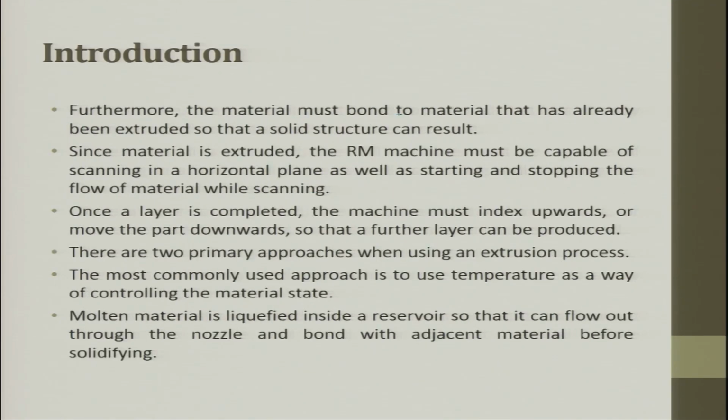Further, the material must bond to the material that has already been extruded so that a solid structure can result. For example, you have made an H. Suppose let us assume you wanted to make a line like this. And when you make one pass through the nozzle, you get only one line. Now, what you are supposed to do is you will go back and start putting the next line.